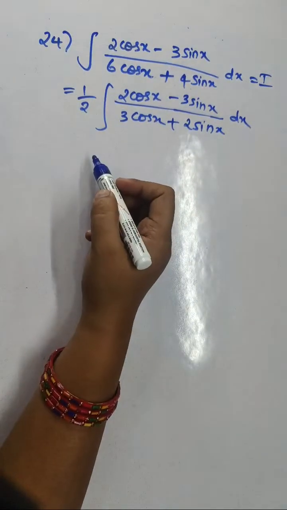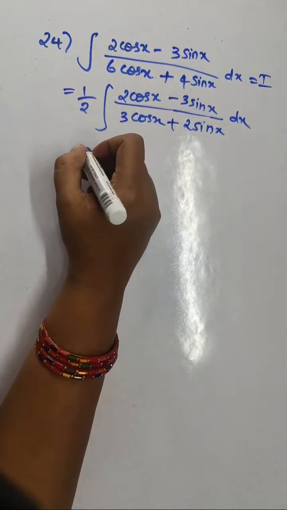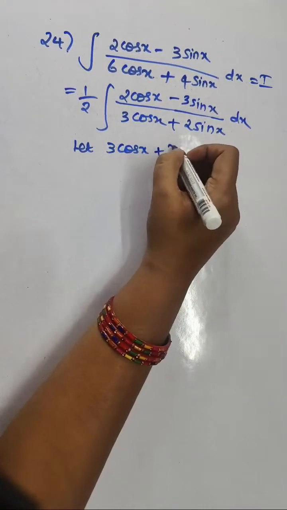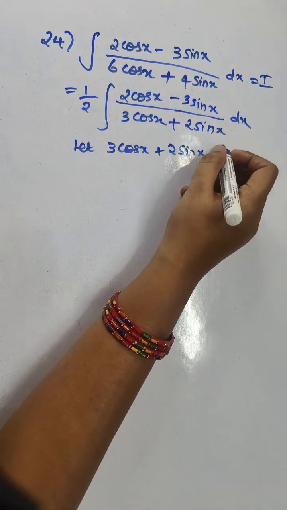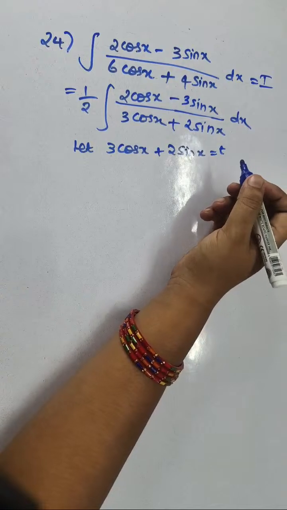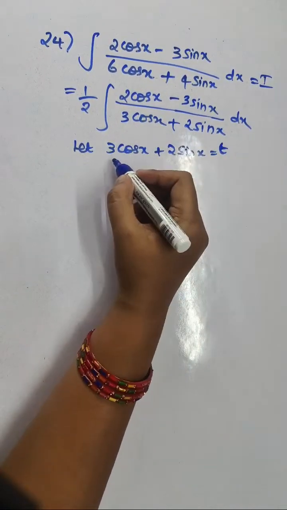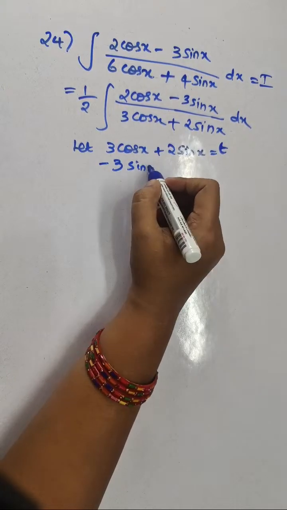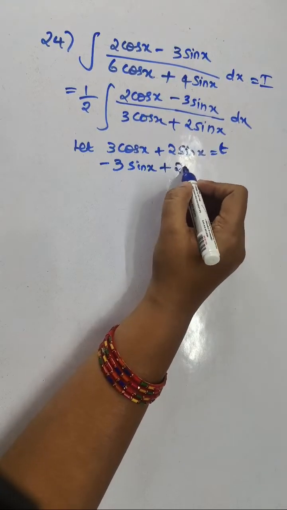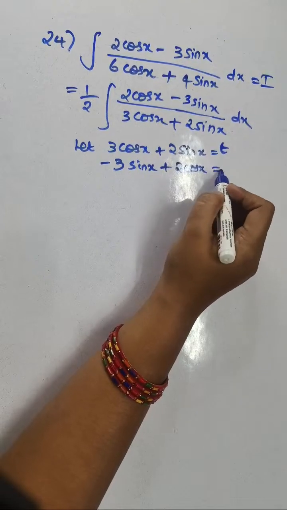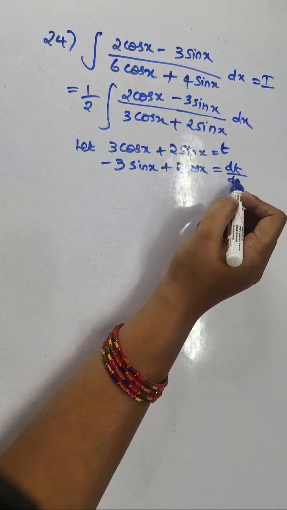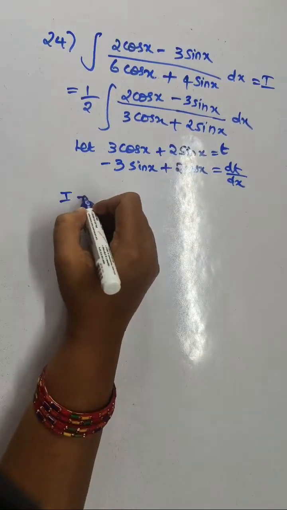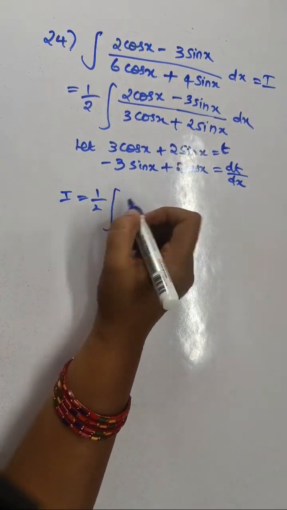Let's try to take the denominator term as t. So let 3 cos x plus 2 sin x equal to t. Differentiate both sides with respect to x. Now we get, this will become minus, because differentiation of cos is minus sin, and this remains positive, so plus 2 cos x equal to dt by dx. Take this dx to the left side. Now replace in the given question 1 by 2 as it is.